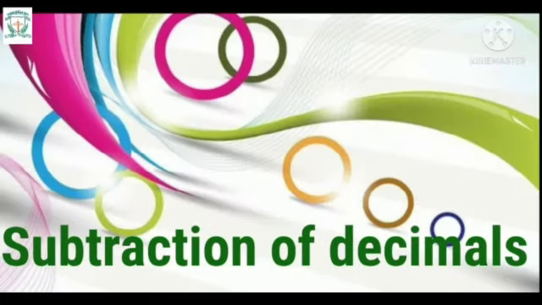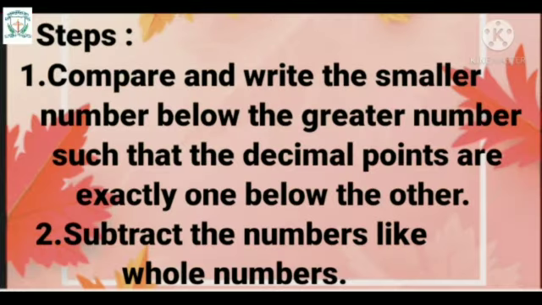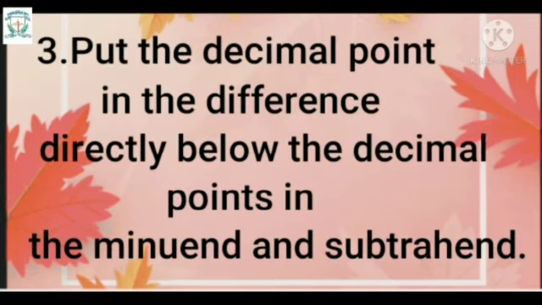Now, let us learn subtraction of decimals. Step 1. Compare and write the smaller number below the greater number such that the decimal points are exactly one below the other. Step 2. Subtract the numbers like whole numbers. Step 3. Put the decimal point in the difference directly below the decimal points in the minuend and subtrahend.